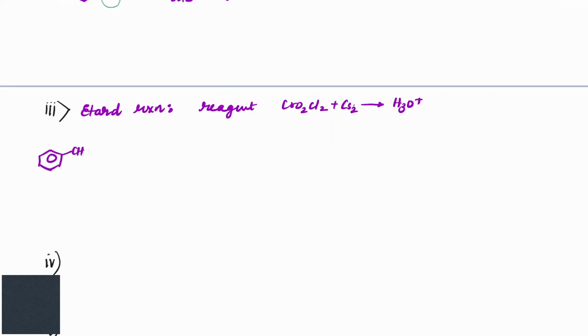So CH3, this is a toluene. When toluene reacts with chromyl chloride, CrO2Cl2, it will start forming an intermediate here. So the first intermediate will be like this: we'll have benzene with CH2 here.